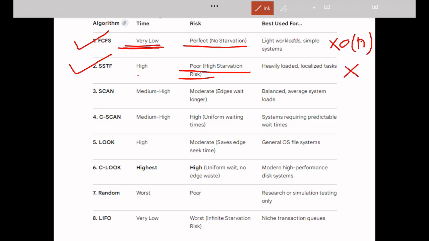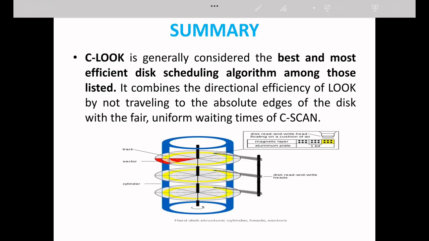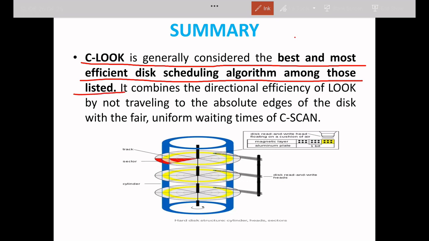After then they discovered another algorithm, scan and C-scan. What is the problem in scan and C-scan? You are reaching the end position even when there is no request. So these algorithms are also not good. After then another algorithm, look and C-look. Both algorithms are good, but here complexity is increasing. So the best algorithm is C-look. Overall, C-look is generally considered the best and most efficient disk scheduling algorithm among these listed, whatever we explained in this lecture.